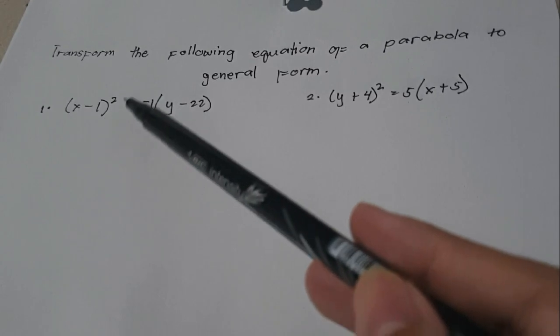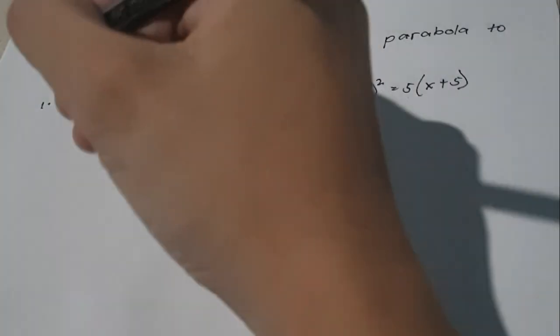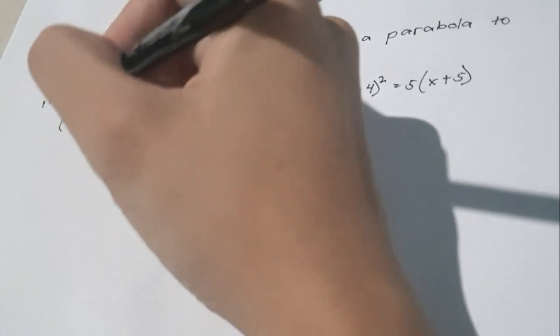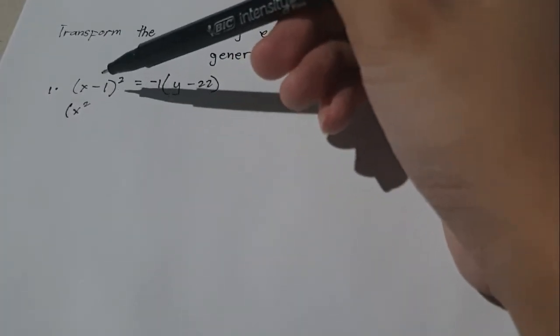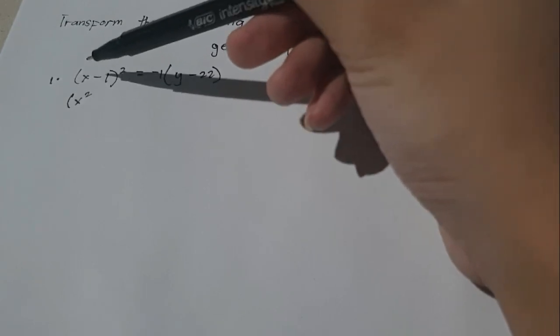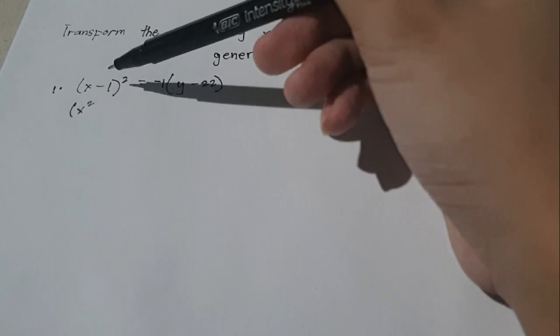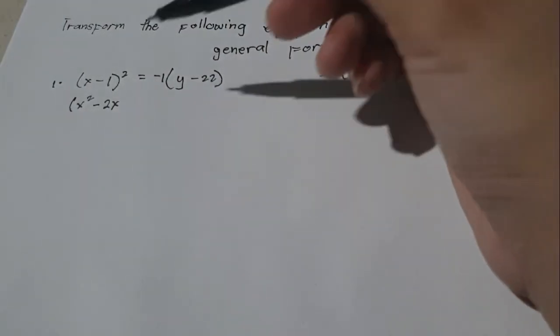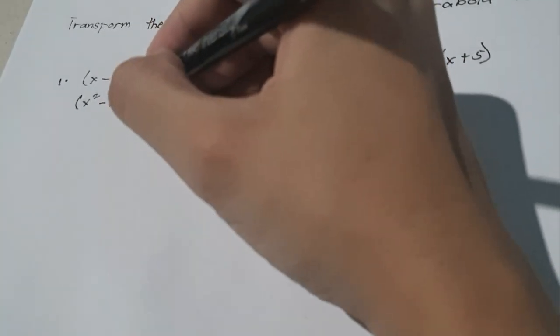So we will square the left side of the equation. In getting the square of a binomial, we will square the first term, so x squared, and then multiply the first and second term and multiply it by 2. So x multiplied by negative 1, we have negative x, and then negative x multiplied by 2, we have negative 2x. And then square the last term, so negative 1 squared, we have positive 1.